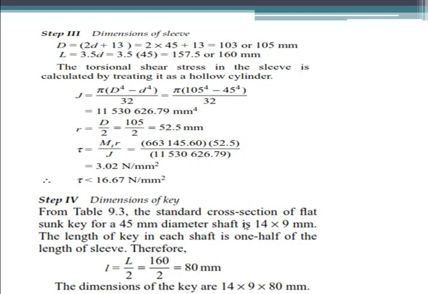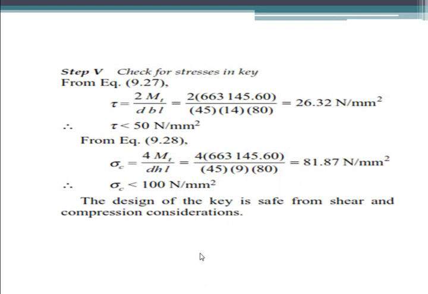By taking those values, the length of the key as L by 2, where the capital L will be the length of the sleeve. This is the key we are going to select, and after selecting the key we should check for the stresses in the key. The stresses we got 26.32.